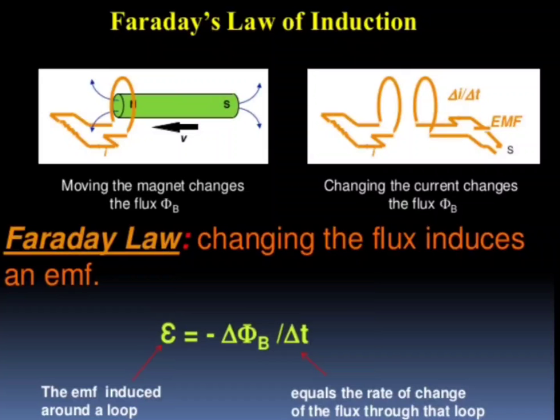So simply, Faraday's law means a change in the flux induces an EMF. That means EMF is expressed as delta phi B by delta T. That means the EMF induced around any loop is equivalent to the rate of change of the flux passing through that loop. So this is the simple explanation of Faraday's law of induction.